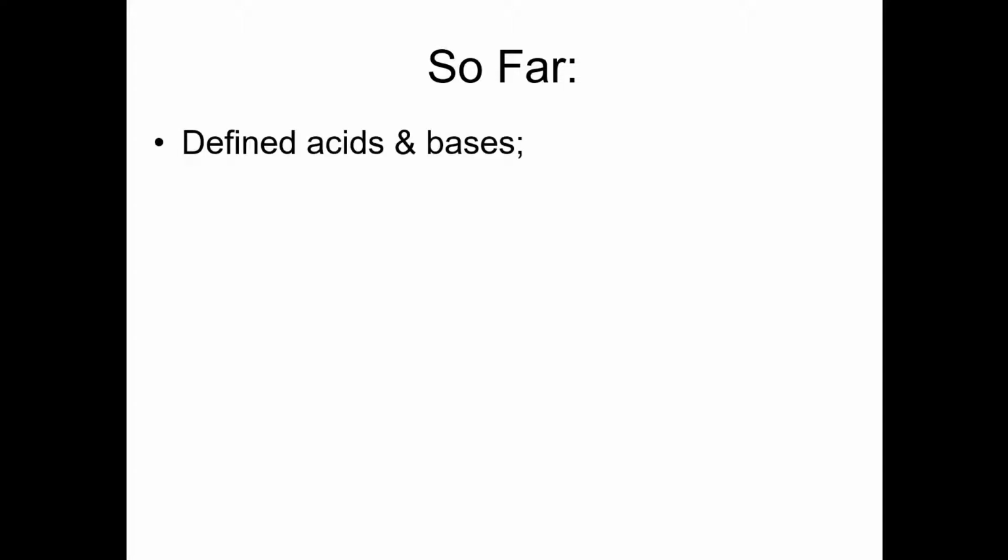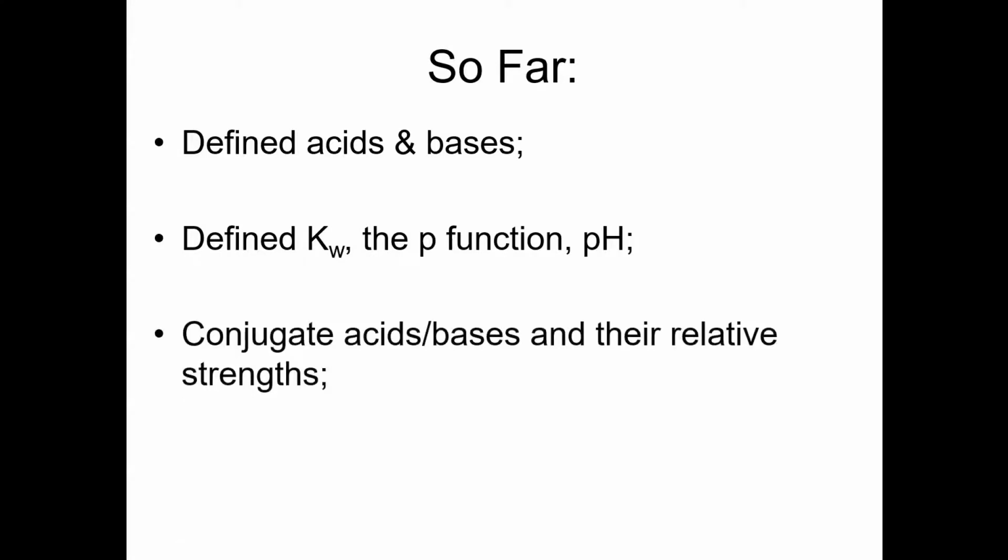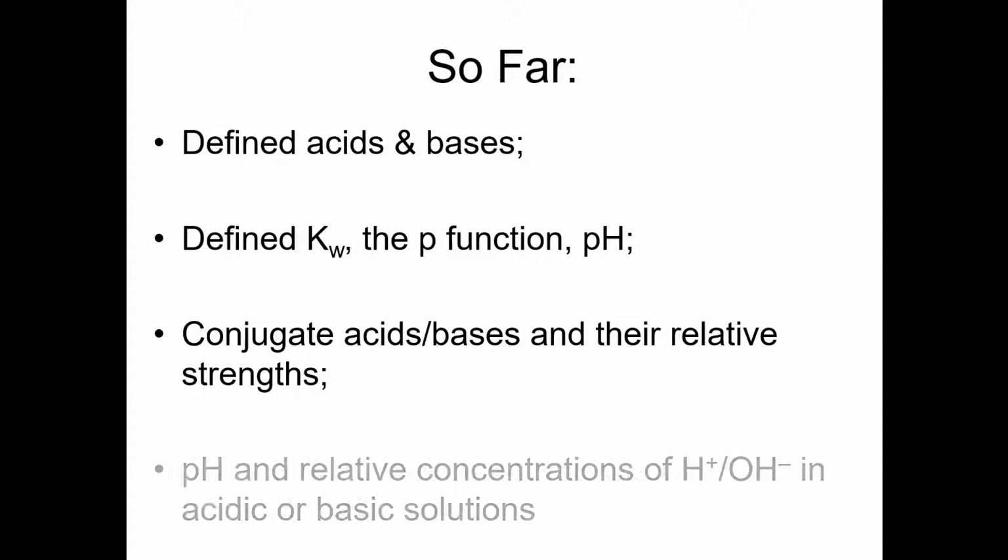The first thing was defining acids and bases, both Bronsted and Arrhenius. We defined Kw, the ion product constant for water, the P function, and pH. We talked about conjugate acids and bases, the relationship between them, how to identify them, and then their relative strengths. That is, as strength on one side goes up, strength goes down on the other side. We've talked about pH and the relative concentrations of hydronium and hydroxide in either acidic or basic solutions.